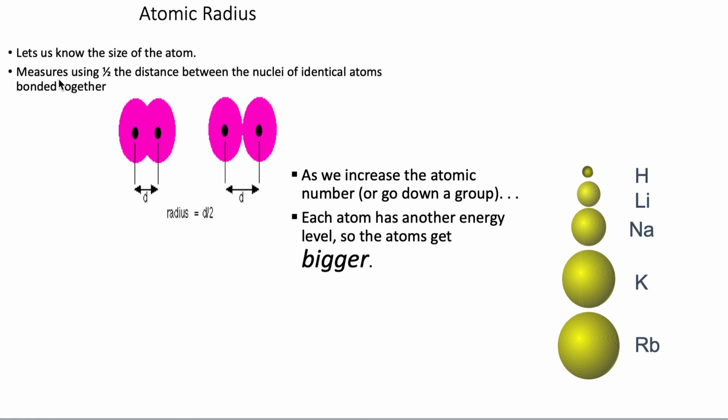So the first trend, atomic radius, lets us know the size of the atom, and it measures using half the distance between the nuclei of identical atoms bonded together. So the trend on the periodic table, as we increase the atomic number or go down a group, each atom has another energy level, so the atoms get bigger. So as we go down, our atomic radius is going to increase.